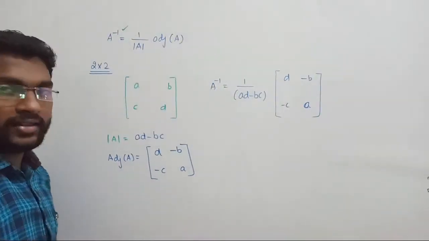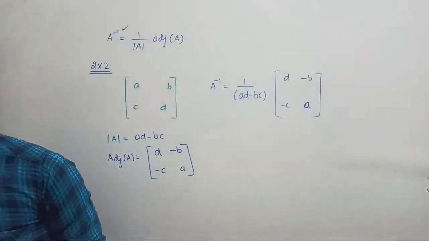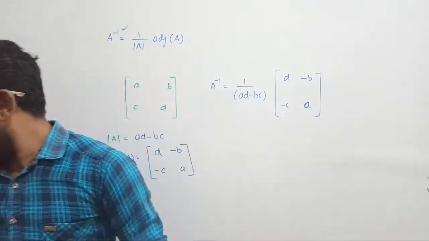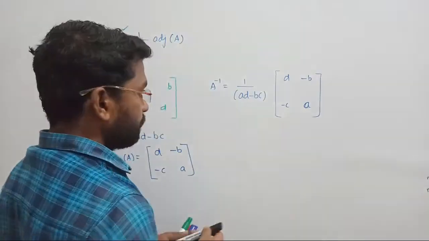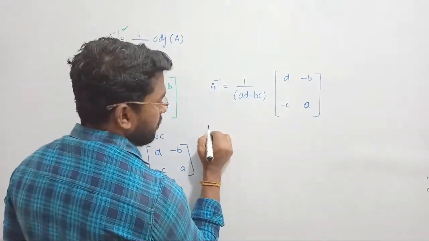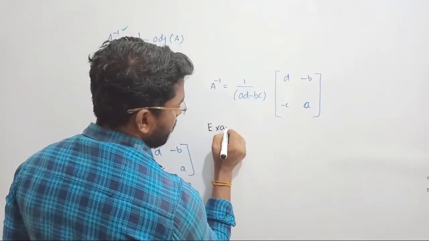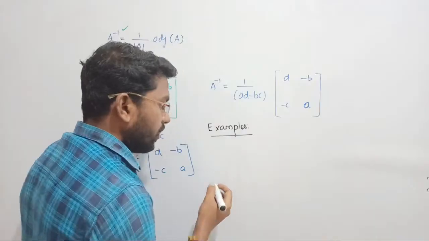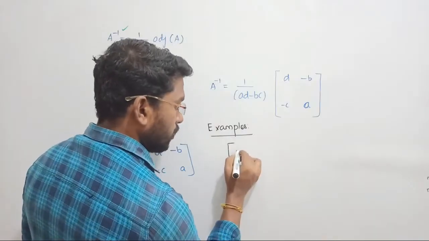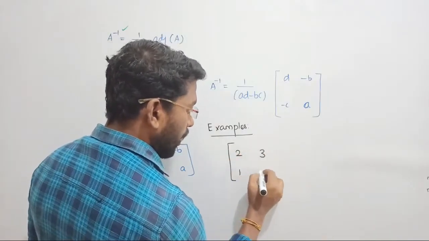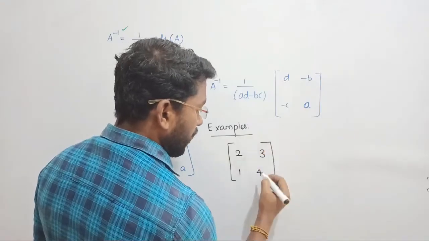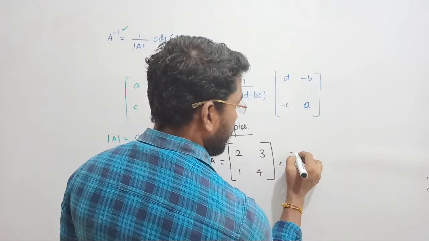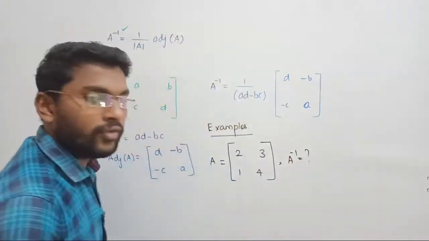Let us take some examples in order to bring the answer for this system. Let me start here itself, because we have space now. For an example, let me consider a system like this: 2, 3, 1, 4. For the given matrix, find the value of A inverse.